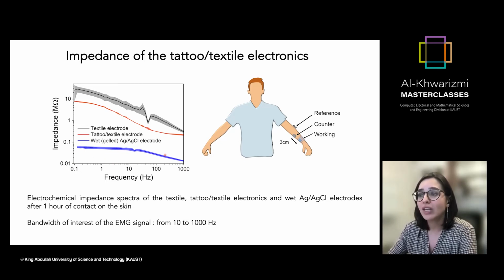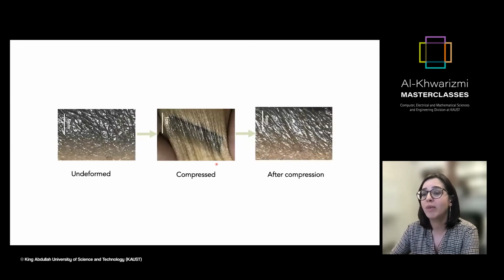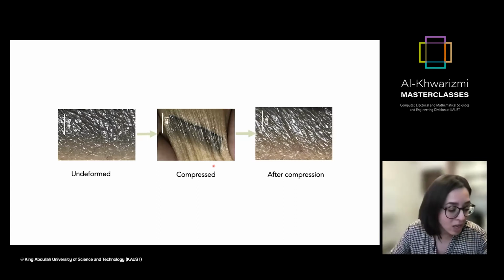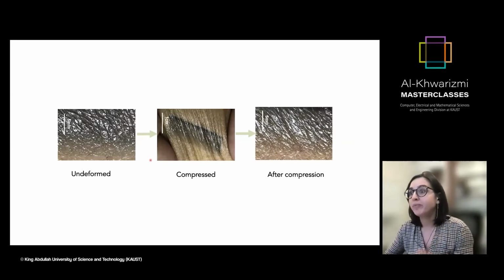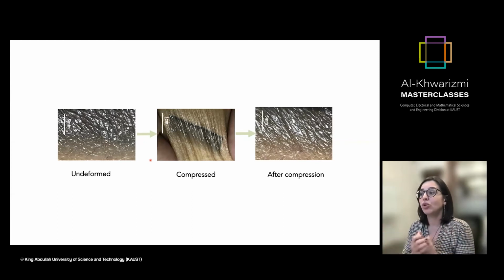Now the gelled electrodes, you see, have quite low impedance. When we go to tattoo-textile electrodes, they do have larger impedance, but at the region where we want to detect signals, about 10 to 1000 hertz, they're actually not too bad. And I'm going to show you how they are not too bad by showing you the actual measurements that we have done. But first, let's look at how these tattooed PEDOT:PSS look on the skin.